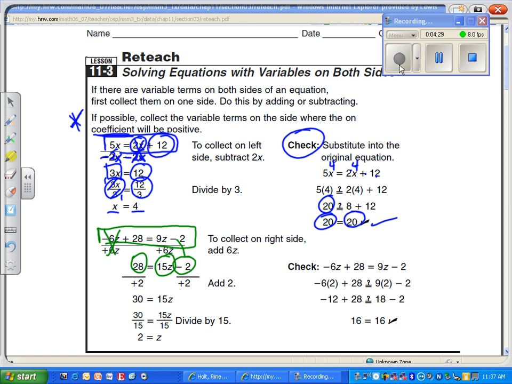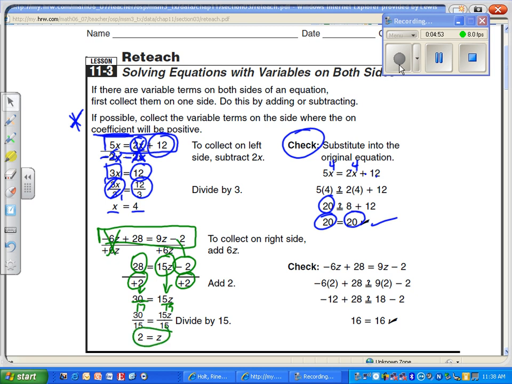Now I've got to get rid of this minus 2. I'm trying to isolate the z, get it by itself. So now I'm going to take care of any adding or subtracting. So I'm going to add 2 to both sides and end up with 15z on the right and 30 on the left. Now I divide by 15 on both sides, and it gives me z equals 2.